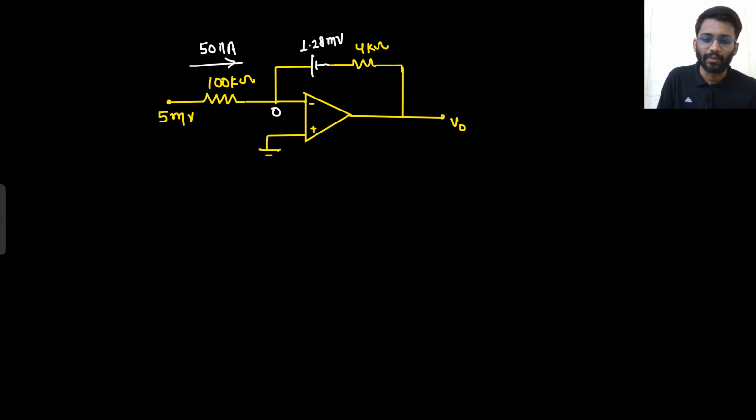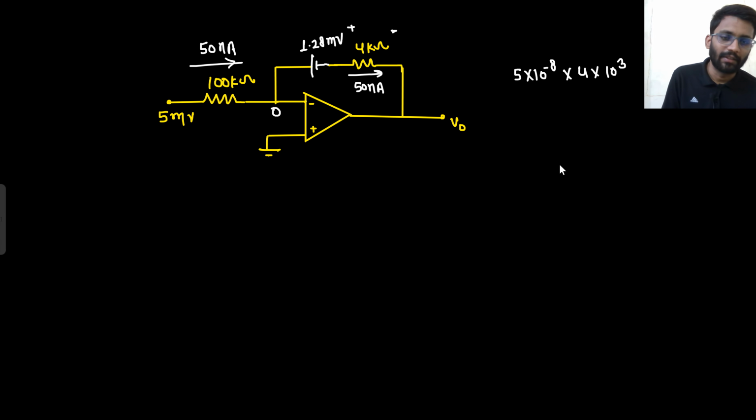Replaced with the battery of 1.28 millivolt, and this 50 nanoampere current that is flowing through 100 kilo ohm will be flowing through this 4 kilo ohm as well. So how much voltage drop will it give me? The voltage drop will be 50 nano, that means 5 into 10 to the power minus 8, times 4 kilo, which is 10 to the power 3. So 2 into 10 to the power minus 4, so it would be 0.2 millivolt. The voltage drop will be 0.2 millivolt.